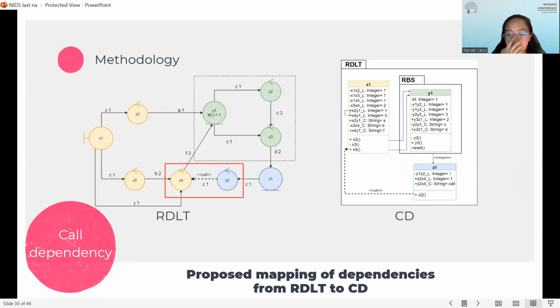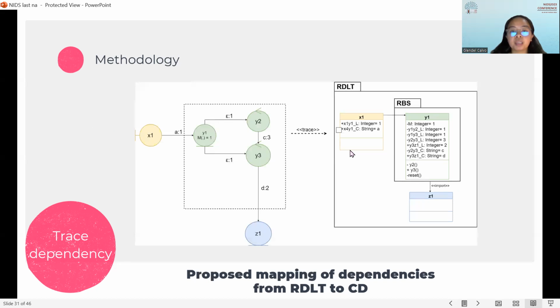And then we have codependency. This figure shows an RDLT with export controller owned by vertex X1. In CD, as shown in this figure, class X1 calls another operation, which is a controller in Z2 owned by vertex V1 to export. And then this figure shows a trace dependency relationship between RDLT and class diagram. Both of these diagrams represent the same information.